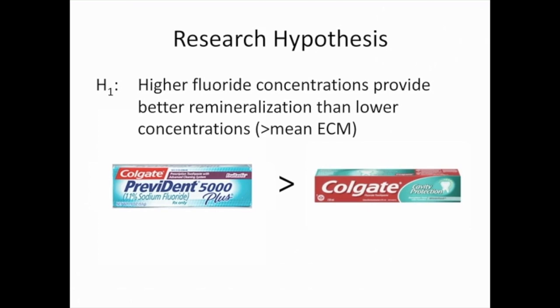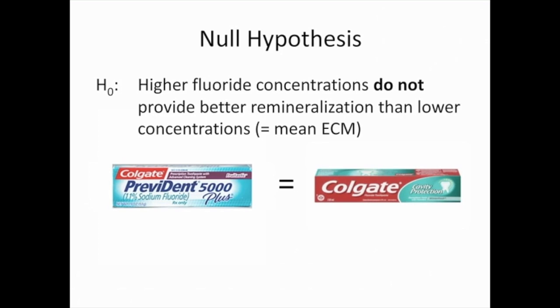The researcher starts with a research hypothesis. She is studying two different fluoride concentrations, and she would have to operationalize what she means by better remineralization. Let's say that she measures it using electrical resistance values based on electrical caries monitor or ECM scores, with higher ECM scores indicating better remineralization. She expects a higher mean ECM for patients using Prevident than for those using Winterfresh Gel.